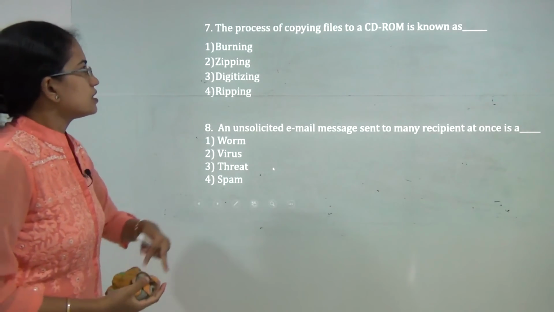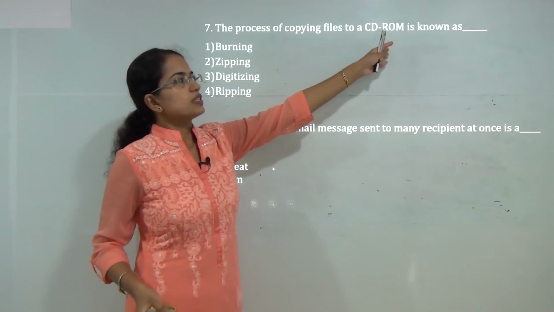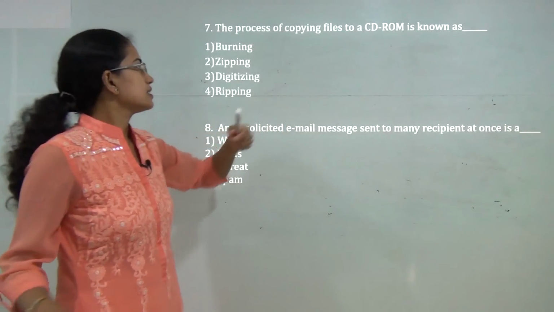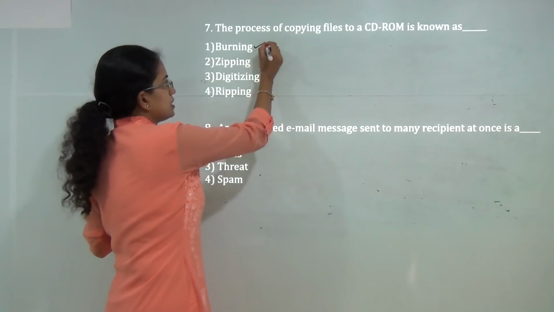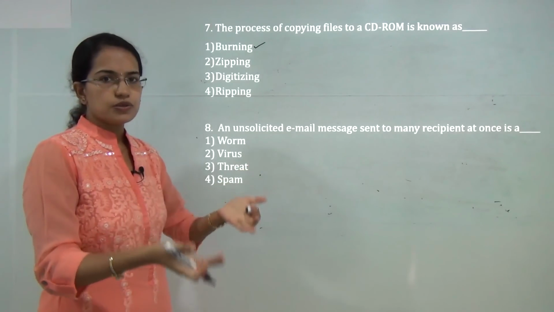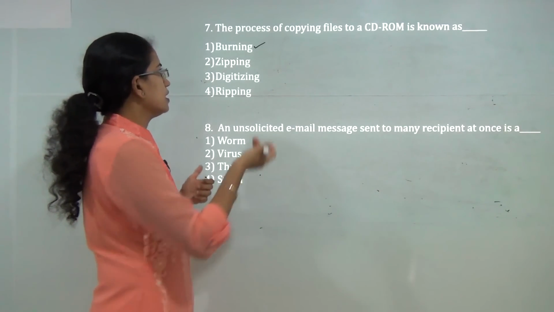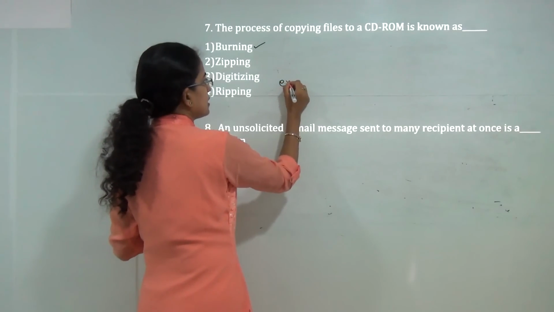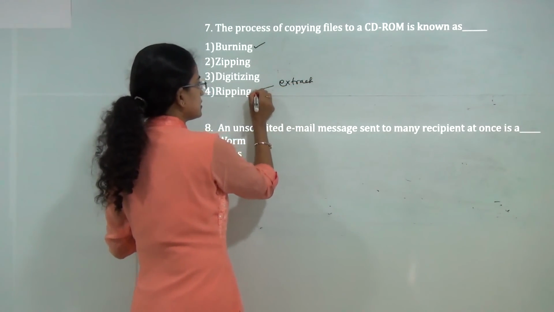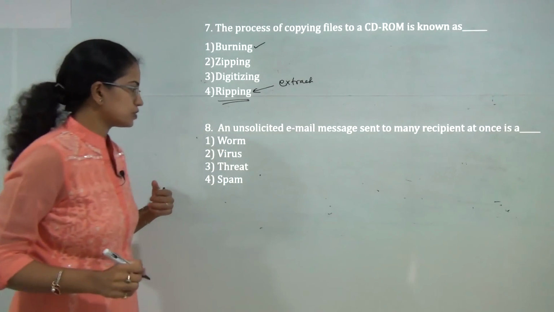The process of copying files to a CD-ROM is known as, so we burn a CD-ROM. So when we copy a file to CD-ROM, we call it burning. However, when we extract the file, we call it ripping, and this is where most of the students got confused.